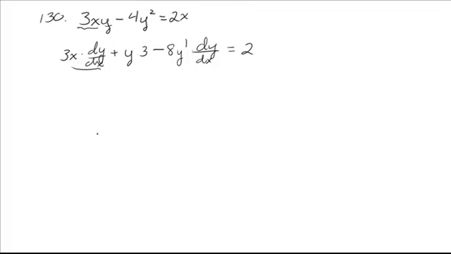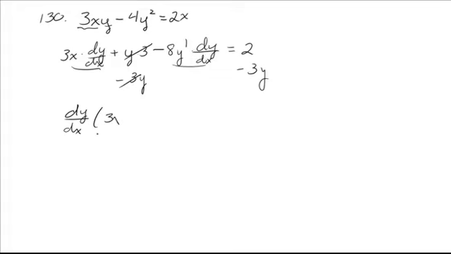Now, we have two terms with dy/dx. We want those to be on the same side, and anything without, we want to move to the other side. So I'm going to subtract the 3y off of both sides to get this out of here, because now on the left-hand side, I can factor out the dy/dx. This allows me to easily solve for it.